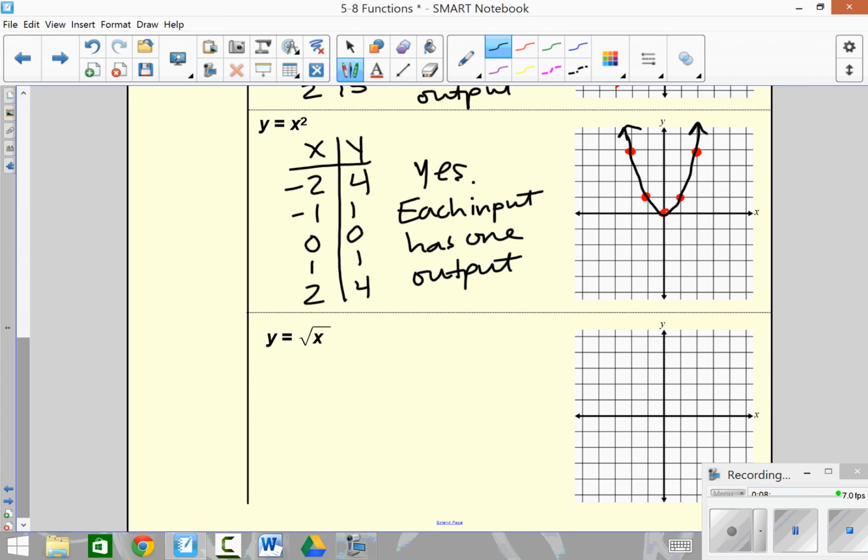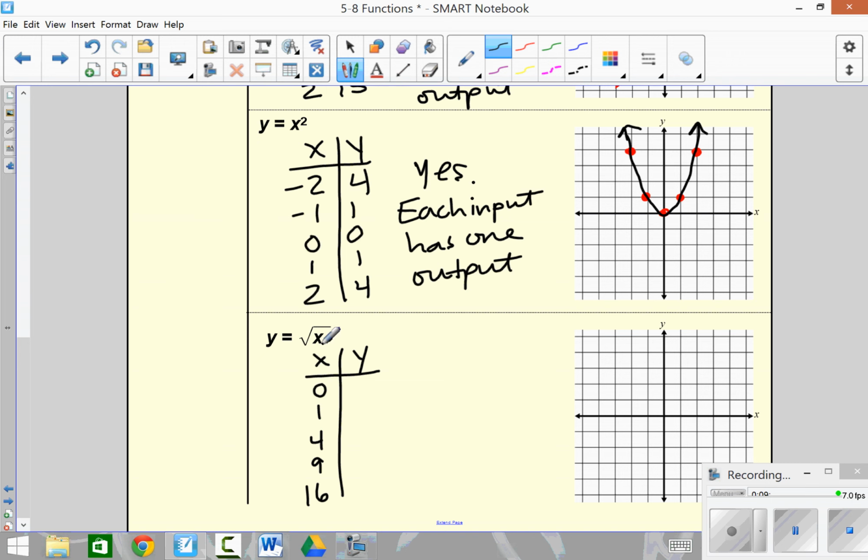Last equation, y equals the square root of x. Is this equation a function? So let's go ahead and make an input-output table. This one I'm going to specify a certain set of inputs for you. We're not going to go with -2, -1, 0, 1, and 2. We're going to specifically go with 0, 1, 4, 9, and 16. The reason why is because, remember, you can't find the square root of negative numbers, so we don't want negative inputs. And I'm going to pick perfect squares so we don't have any decimals. Okay, so let's give this a try.